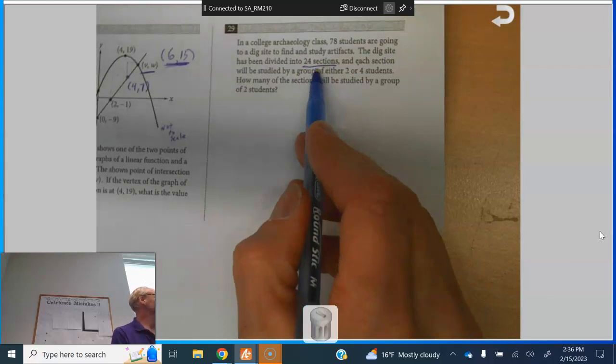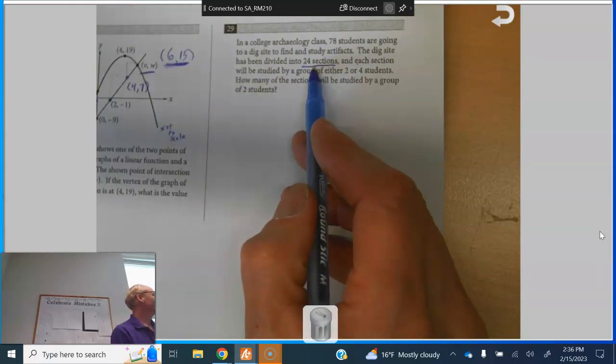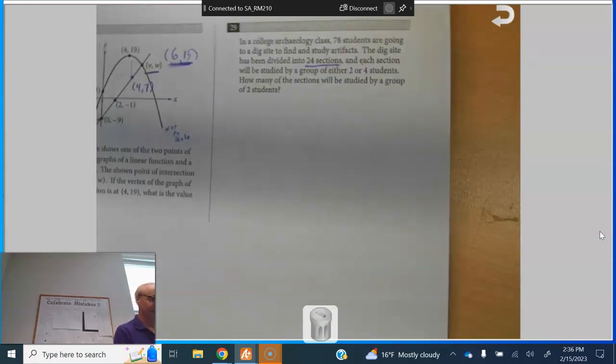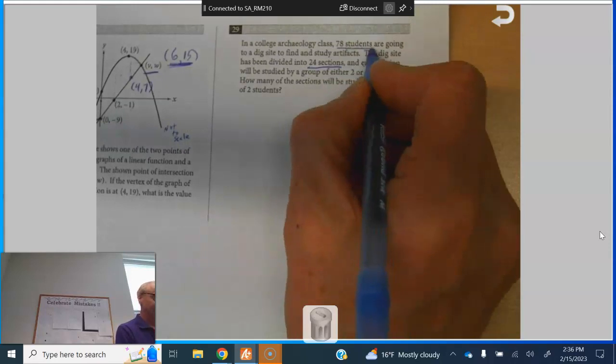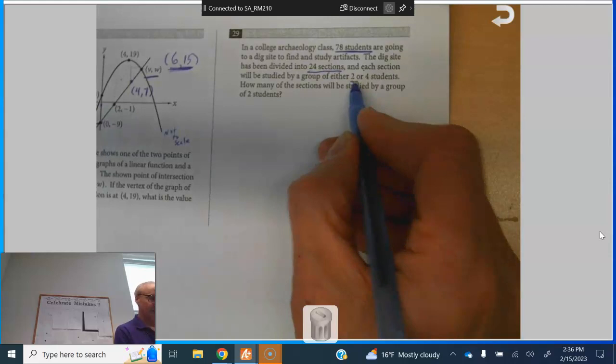I wouldn't have called them sections. I would have called them groups, wouldn't you? Kinda. Groups seems more appropriate in this case, but they called them sections. Got 78 students, and there's either 2 or 4.